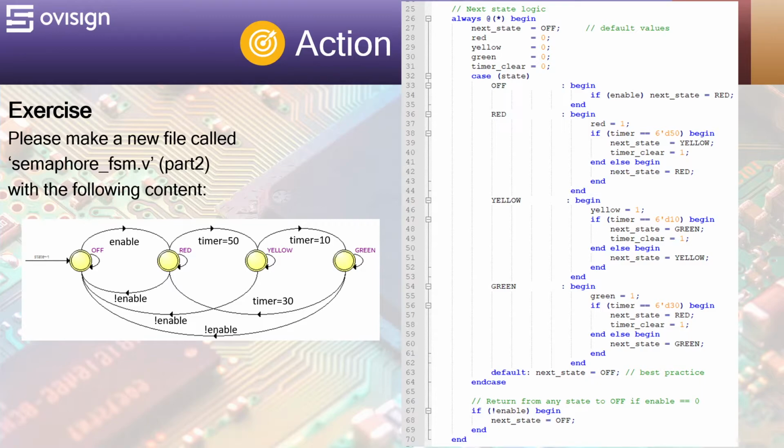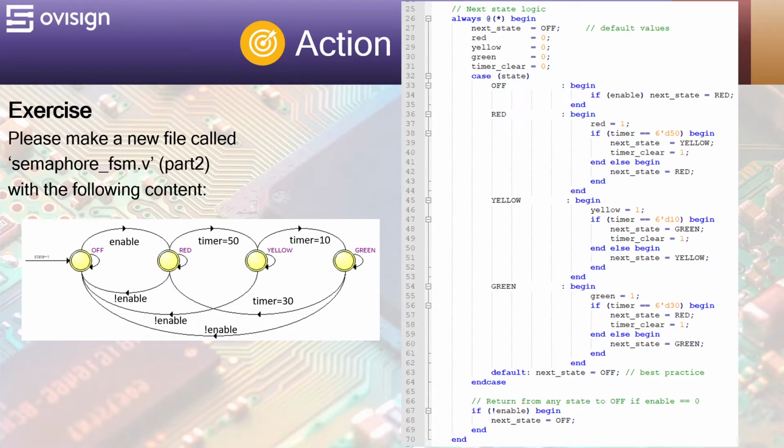After the timer reaches the value 50, we go to yellow and set timer clear to make the counter 0 again. Timer clear is also an area optimization, as we use only 1 bit to clear the timer from any state. After we reach the yellow state, we use the same logic but with different transitions. We stay here for 10 clocks and then we go to green.